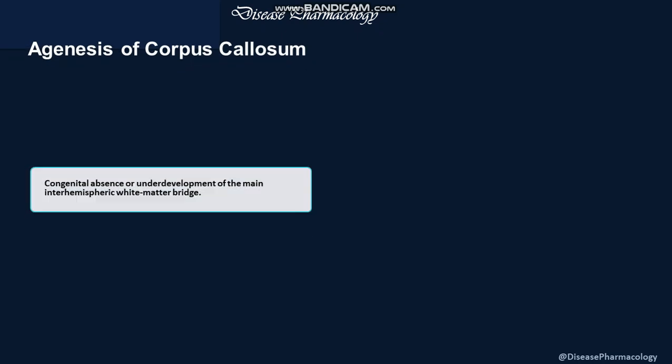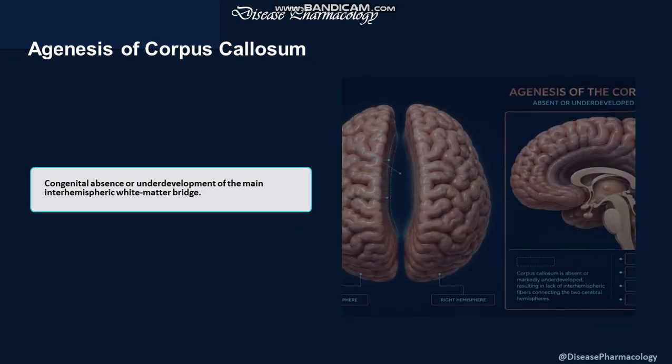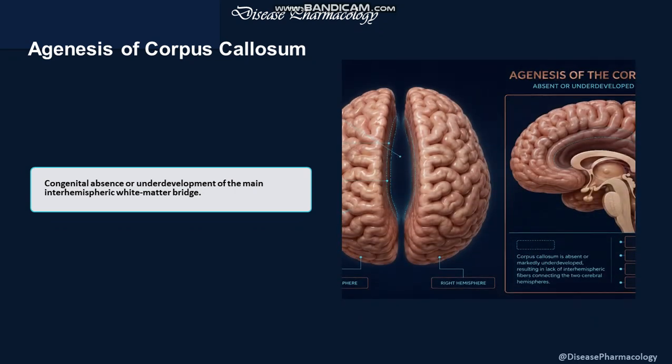Congenital absence or underdevelopment of the main interhemispheric white matter bridge. That is the image showing the two hemispheres and the bridging between these two, and that is the part where corpus callosum plays a major role.